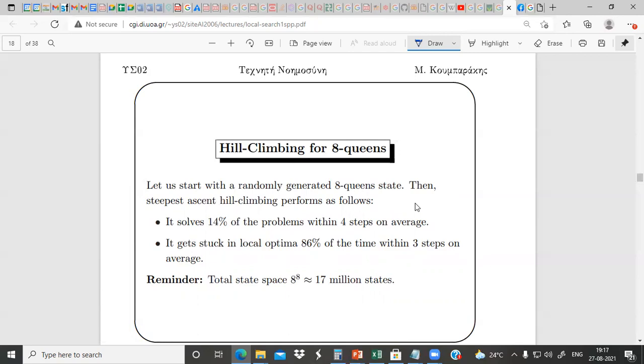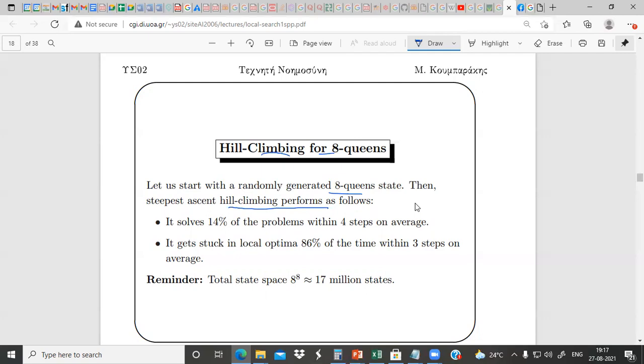So this is just an example of hill climbing for the 8 queen problem. Let us start with a randomly generated 8 queen state, that is, the 8 queens are placed in different board positions, right? Then we apply the steepest hill climbing as follows.